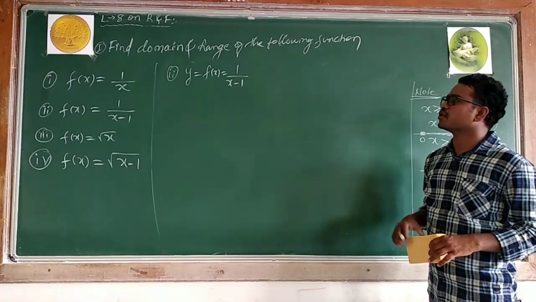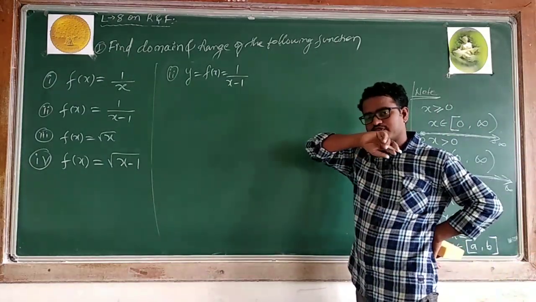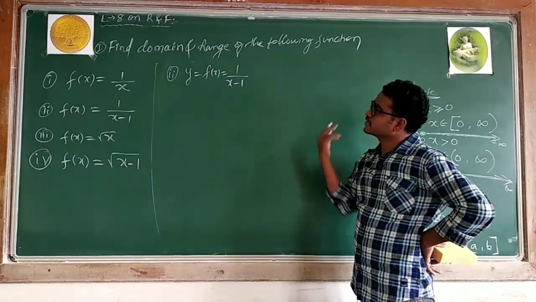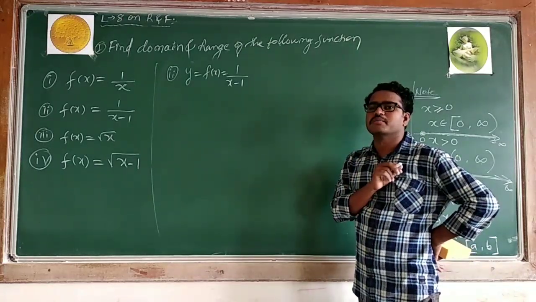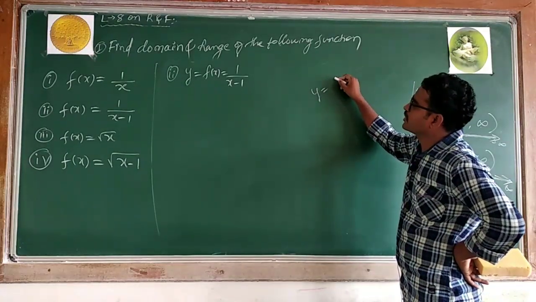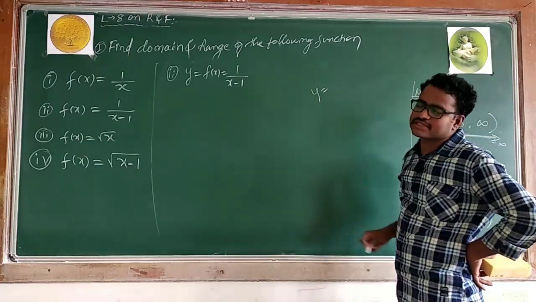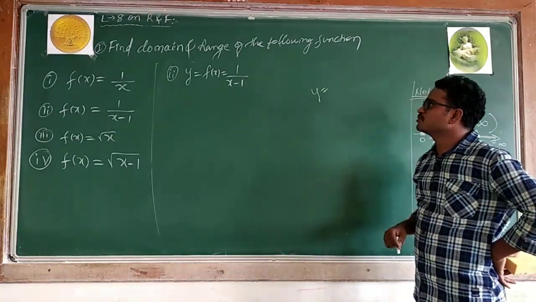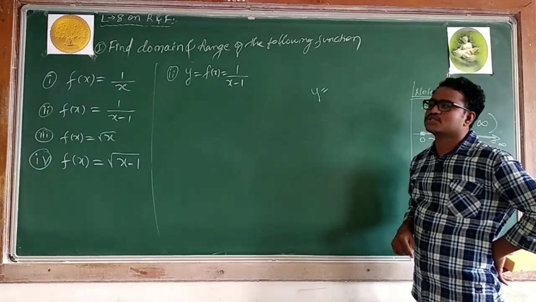I can take x values 1, 2, 3, 4, 5, 6, whatever. I can take 0 also, but I can't take only one number, that is 1. Means the y value, 1 divided by 1 minus 1, is 0 in the denominator, so it is not possible. 1 divided by 2, 1 divided by 3, 1 divided by 4. So is it possible to get 0? It is not possible to get 0.